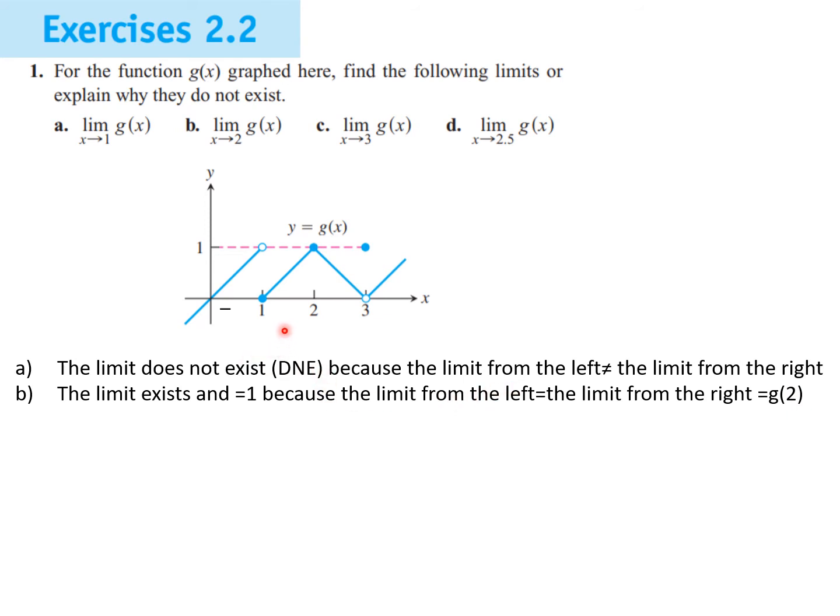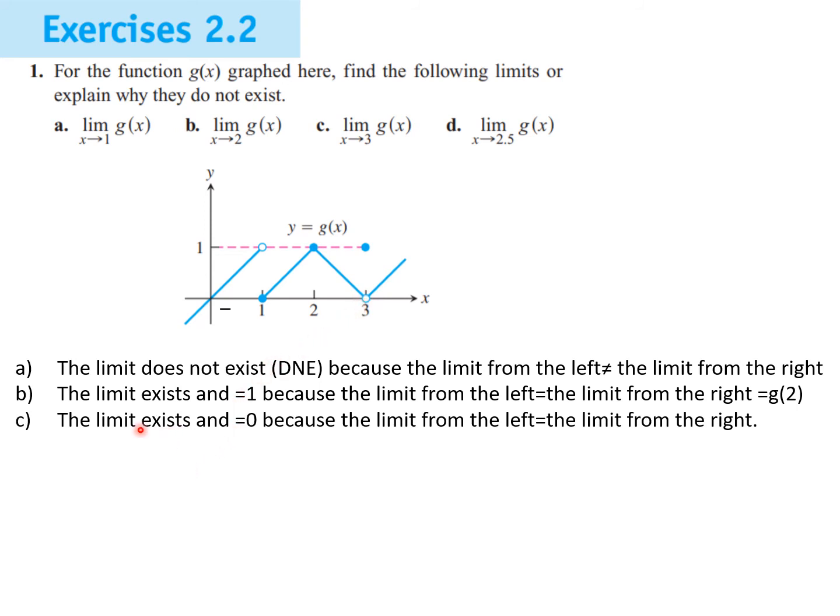Next we have to look at part C, which is for the limit as x approaches 3 of g of x. We can approach 3 from the left and the limit will be 0. We can also approach 3 from the right and the limit will also be 0. So the limit does exist and it's equal to 0. And this is the answer. The limit exists and equals 0 because the limit from the left equals the limit from the right.